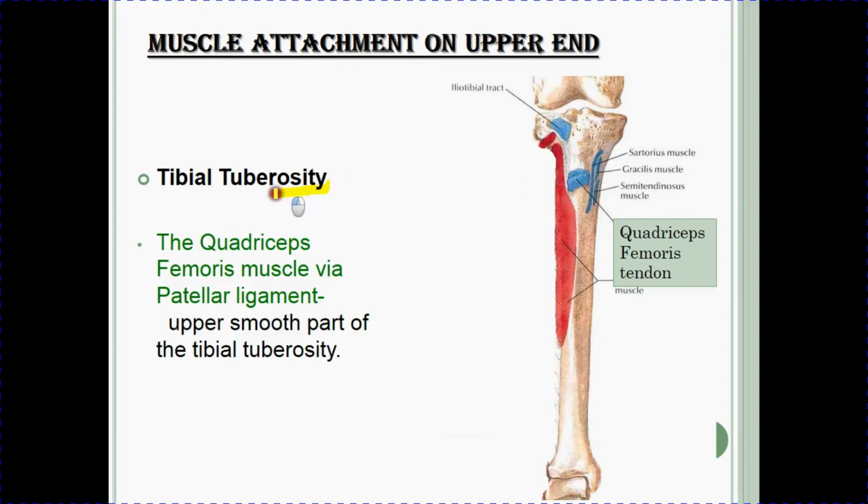The tibial tuberosity is a characteristic feature present on the anterior surface of the upper end of the tibia. Now on the tibial tuberosity, the quadriceps femoris muscle is attached via the patellar ligament. The tibial tuberosity has an upper smooth part which gives attachment to the quadriceps femoris muscle via the patellar ligament. So this is the point of attachment of quadriceps femoris tendon. Tibial tuberosity.